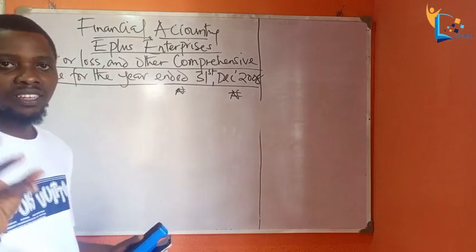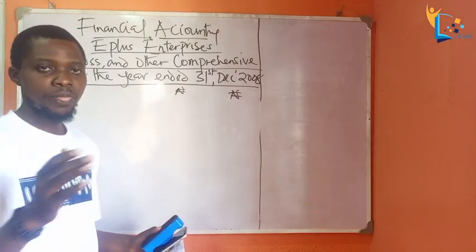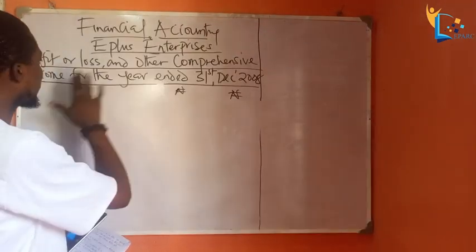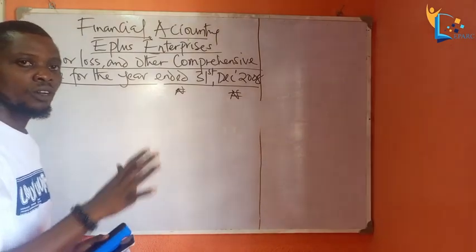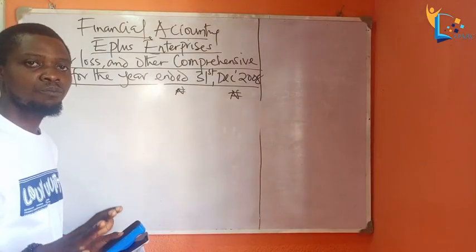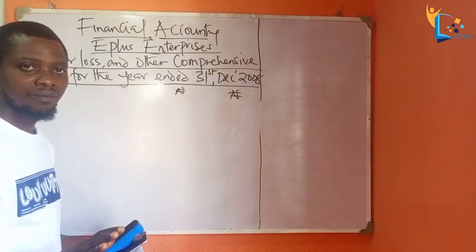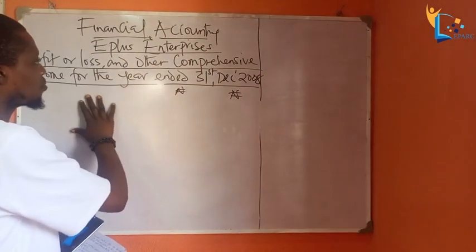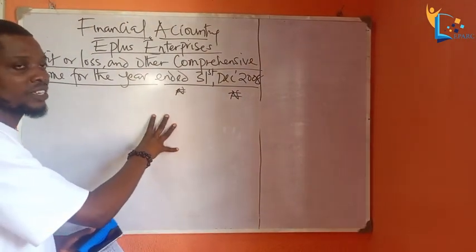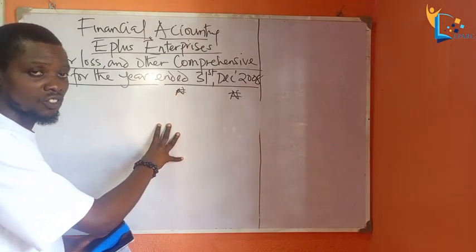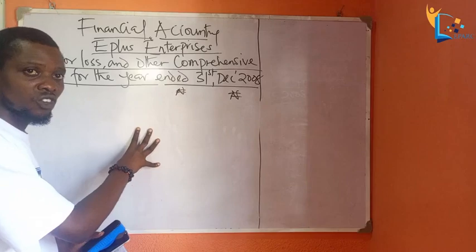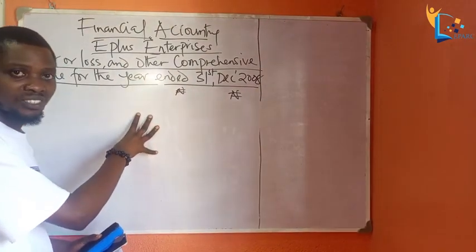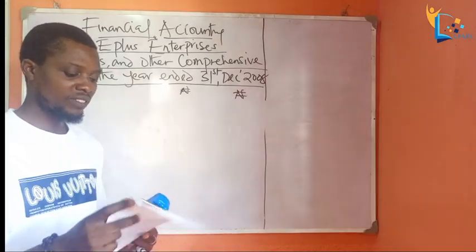So there are basically two accounts. We have what we call the profit or loss and other comprehensive income. Then we have the financial position of the sole trader. So we are going to start with this first. Are we together? Let's get down to work.